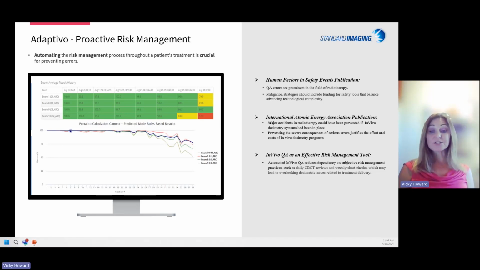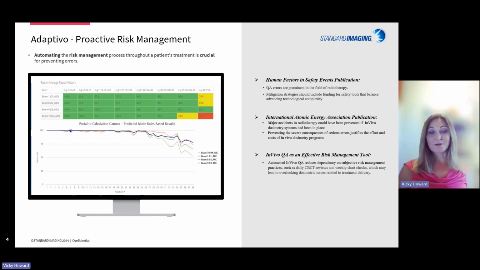Many modern oncology clinics offer advanced treatments, but they still rely on the subjective QA practices that I mentioned. These practices include daily cone beam CT review by physicians, which often have to happen on the fly.